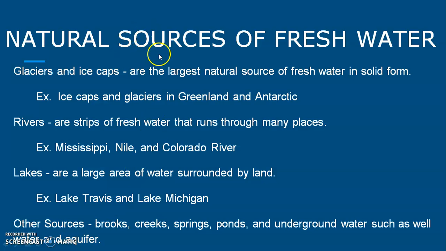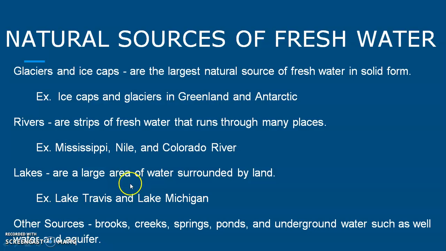Now let's identify the natural sources of fresh water and its examples. Glaciers and ice caps are the largest natural source of fresh water in solid form. Examples are ice caps and glaciers found in Greenland and Antarctic. Rivers are strips of fresh water that run through many places. Examples are the Mississippi, Nile, and the Colorado River.